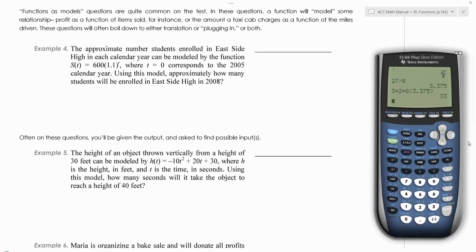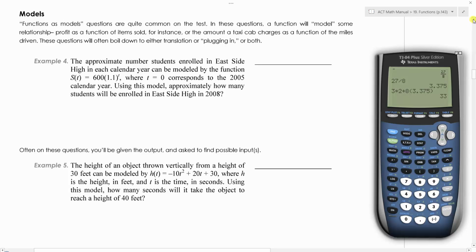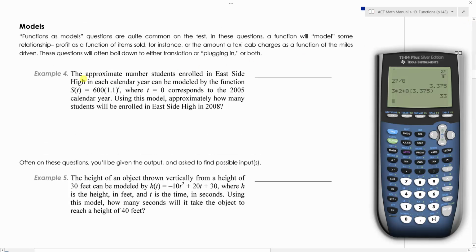Now, in the widgets example that we had discussed, we talked a little bit about how that function served as a model for our profit, and very frequently on the ACT they will test functions as models, and this will only be when the functions are very beautiful, because only beautiful functions can be models. Just kidding, we can all be models in our own way.